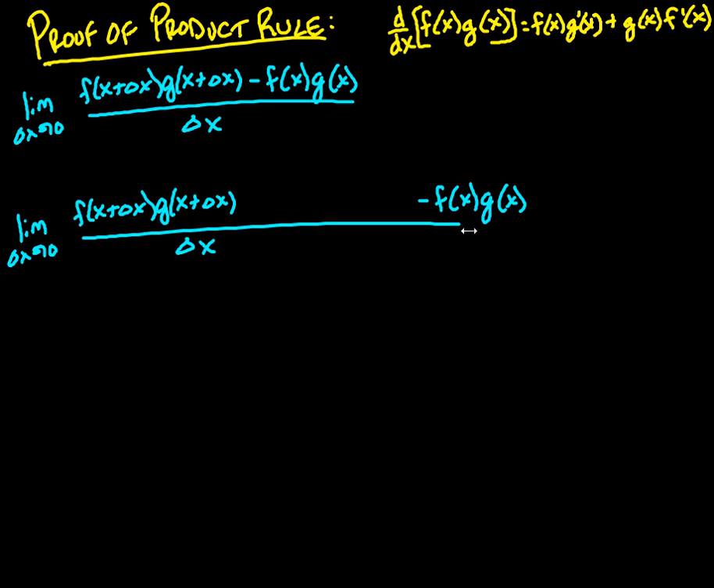I'm going to expand this numerator a bit. What I'm going to add in between this numerator, let's do it in gold, is a random term. I'm going to subtract a random term. This term is going to be f of x plus delta x times g of x. Well, okay, why would I do that? Well, here's what I'm going to do.